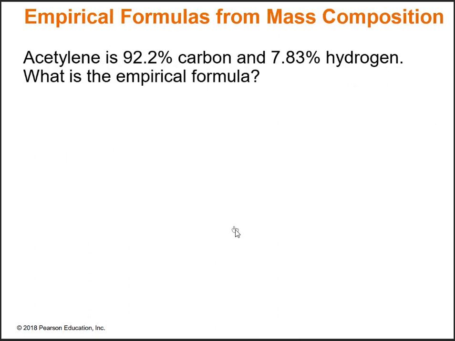So another way that you can figure out empirical formulas is from the mass composition. So we did the percent composition where you have to figure out the molar mass, and then you figure out how much carbon or how much oxygen, whatever the elements are in that compound, what percentage of the mass comes from carbon or from nitrogen. We can take that information and figure out an empirical formula.